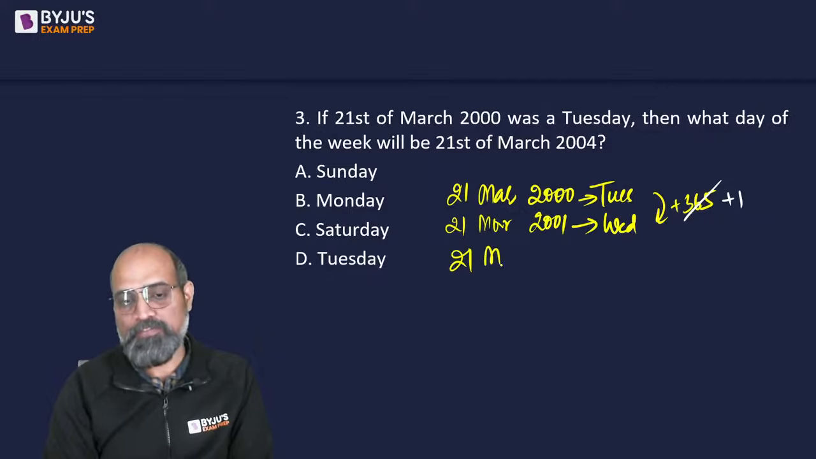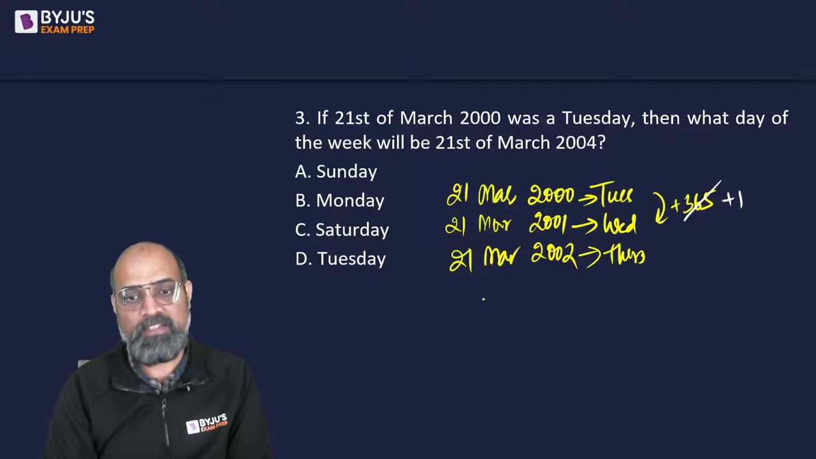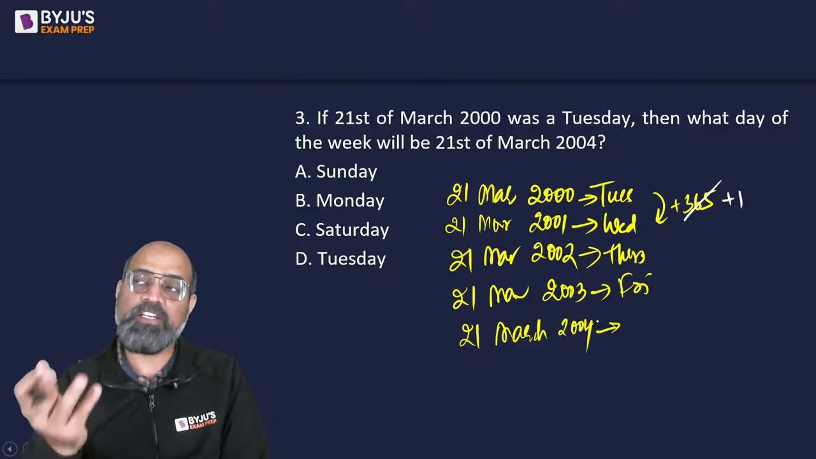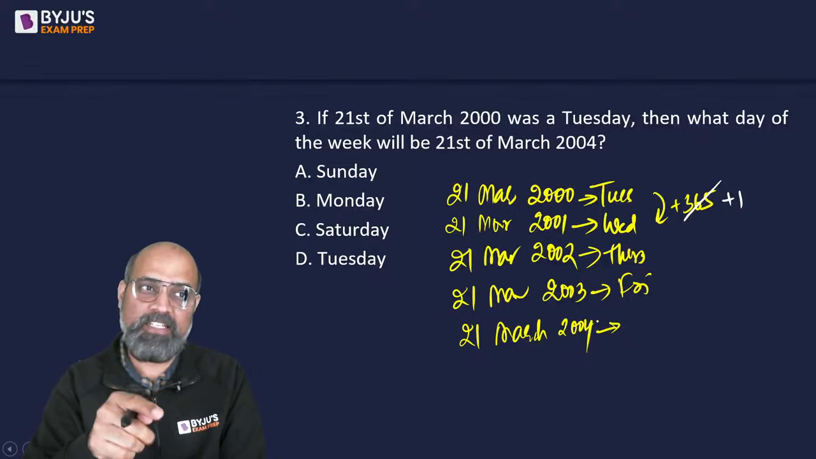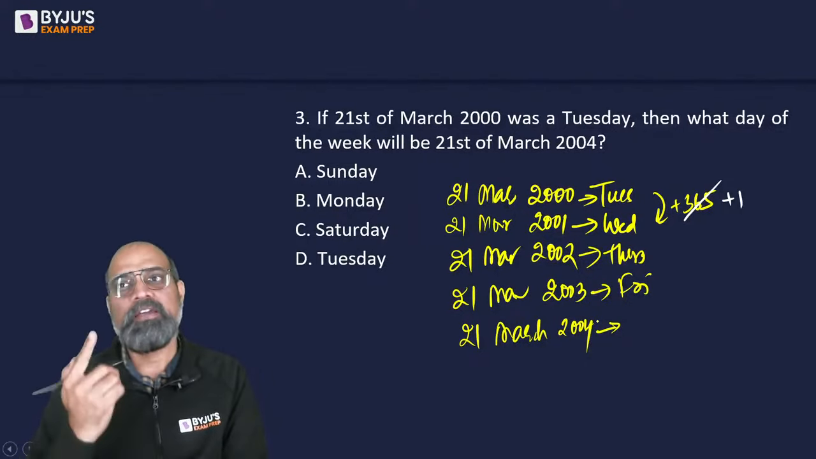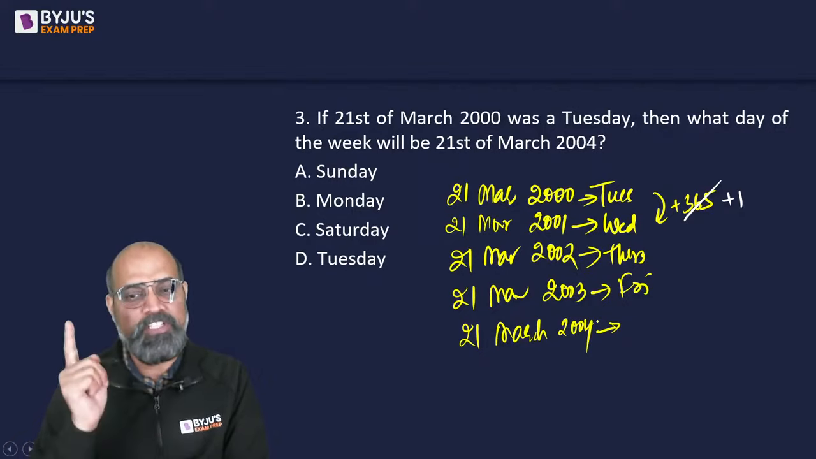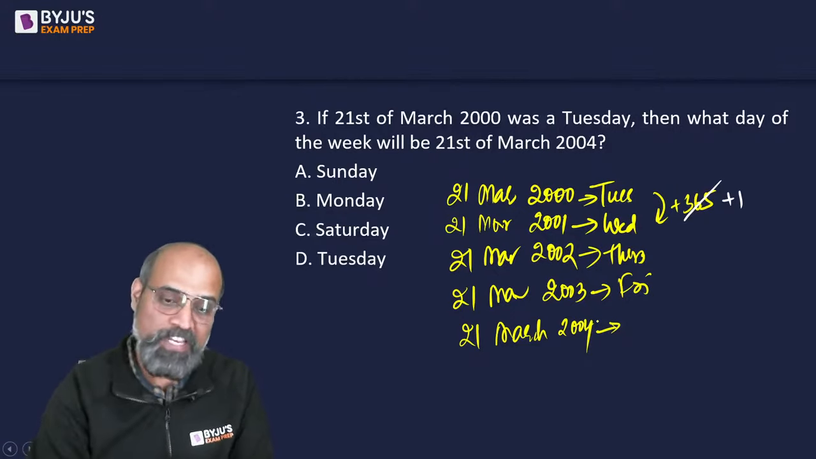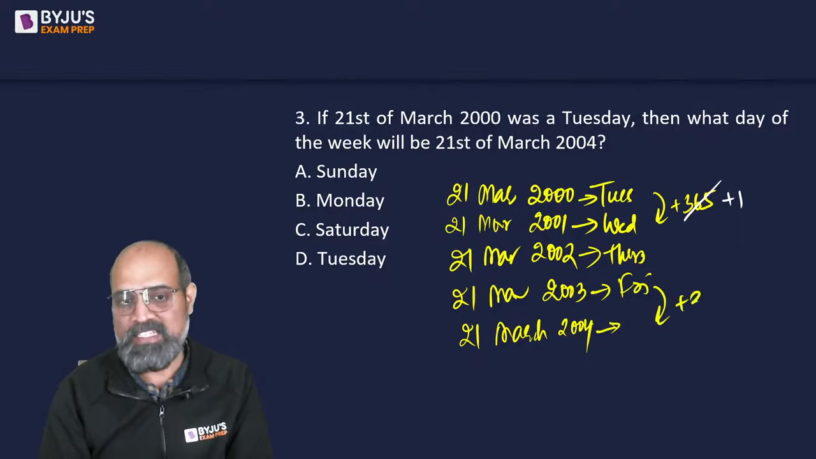Using the same logic, if I move to the same date, the next year, 2002, this is going to be Thursday. Using the same logic, 21st of March, 2003 is going to be Friday. 21st of March, now 2004. Now, when you want to move from 2003 to 2004 and the date stays in the month of March, from March to March, you will encounter the month of February, right? That February month is going to be of the year 2004. And since 2004 is a leap year, so there won't be 365 days increment. It's going to be a 366 days increment.